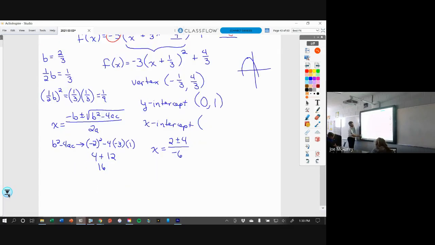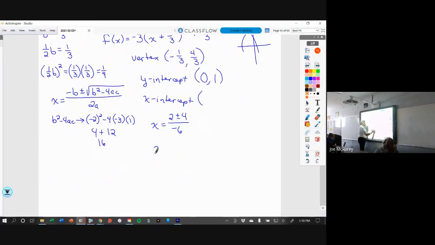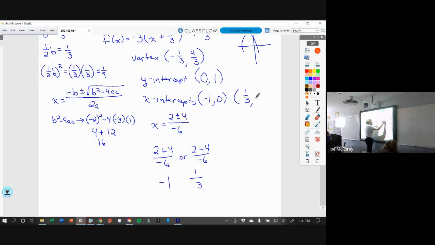Which means we have 2 answers here. We have 2 plus 4 divided by -6, or 2 minus 4 divided by -6. Which is -1 or -1/3. Oh wait, no, positive 1/3. Okay. -1 or 1/3. So our x-intercepts, we actually have 2 of them. We've got one at (-1, 0) and we've got another one at (1/3, 0).